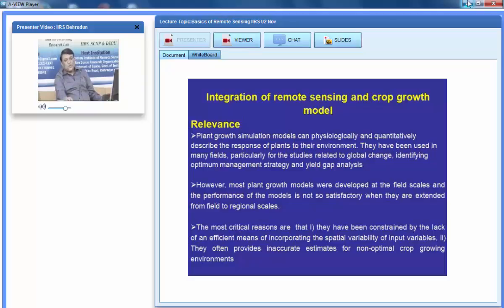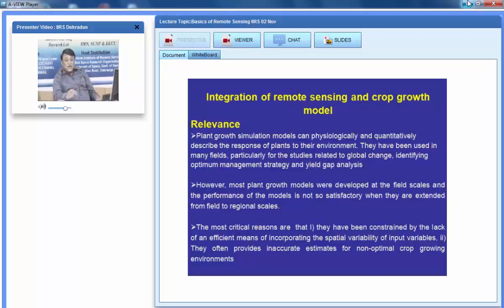of the plant. So plant growth simulation models physiologically and quantitatively describe the response to environment, and they are mainly used for different kinds of activity, for agriculture applications related to climate change, identifying optimal strategy, precision agriculture, yield gap analysis, and so on. So plant growth models simulate dry matter accumulation, rate of development, photosynthesis, water balance, and nitrogen mineralization. And these kinds of models use a daily time step.